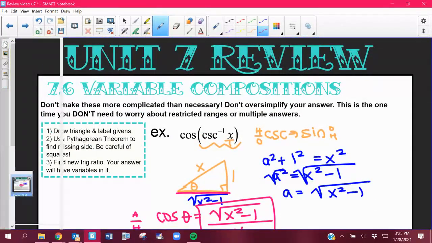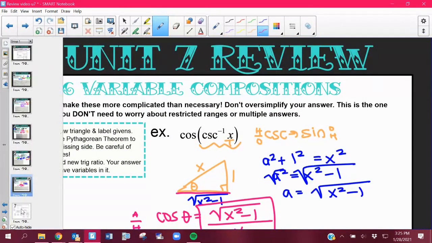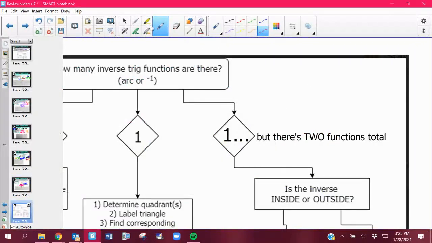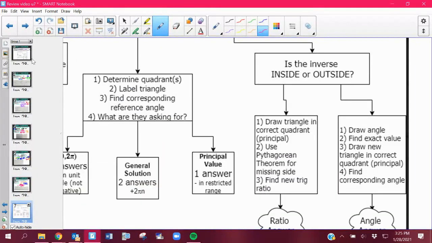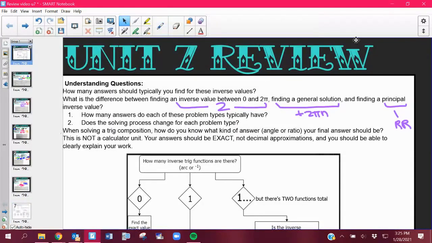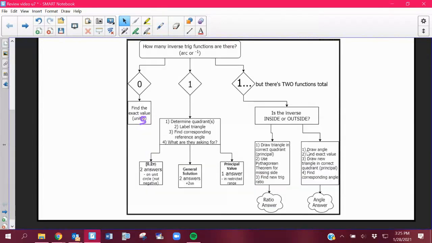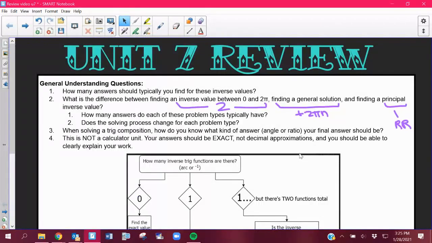So again, that's Unit 7 in a nutshell. Please use the review and use this fun little flow chart if you need some extra help. Good luck. And again, make sure you've gone through your My Math Lab quiz, and that's a pretty good practice for your test.